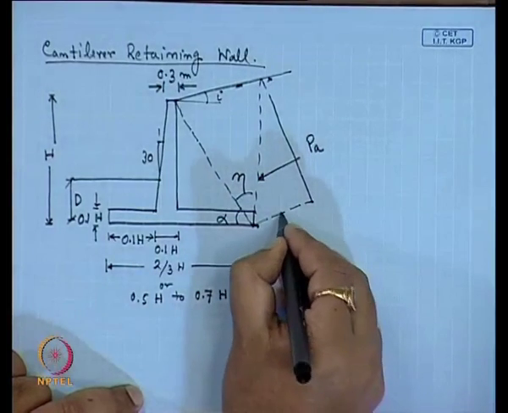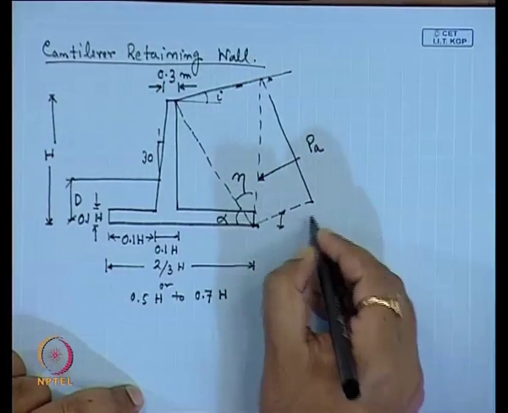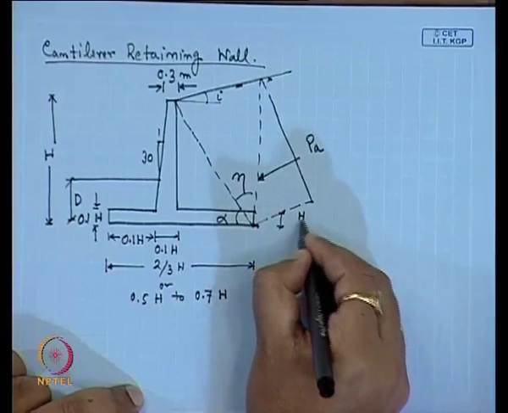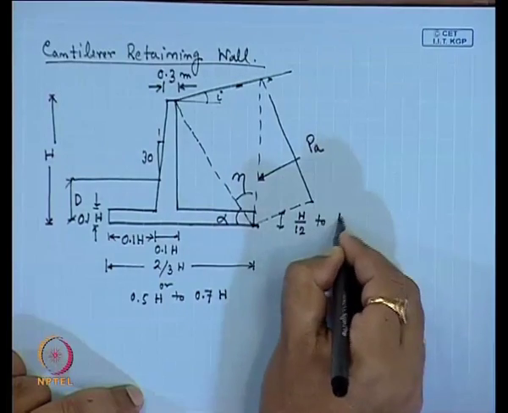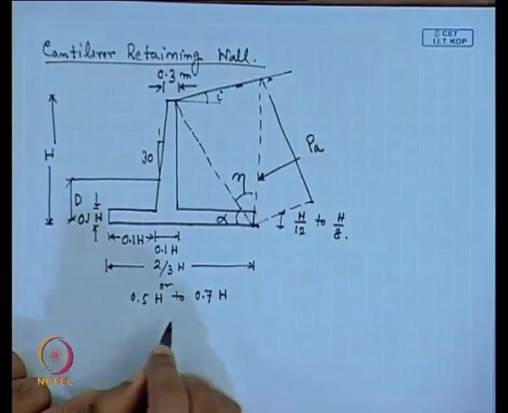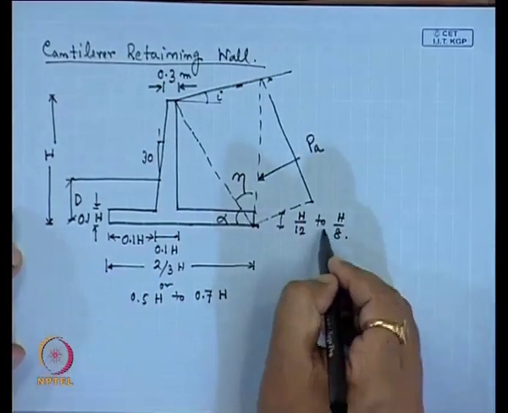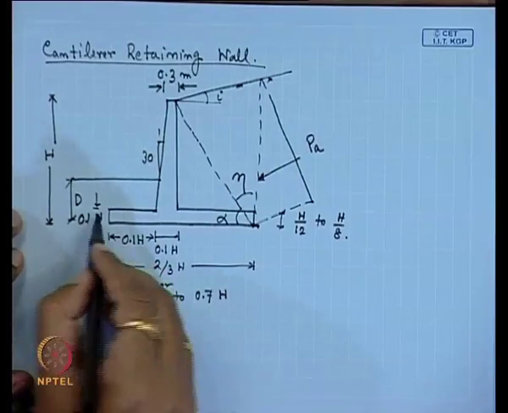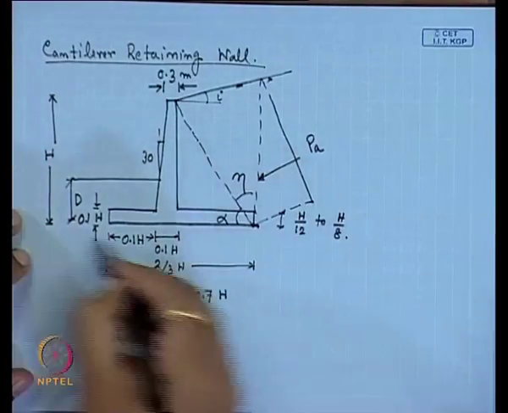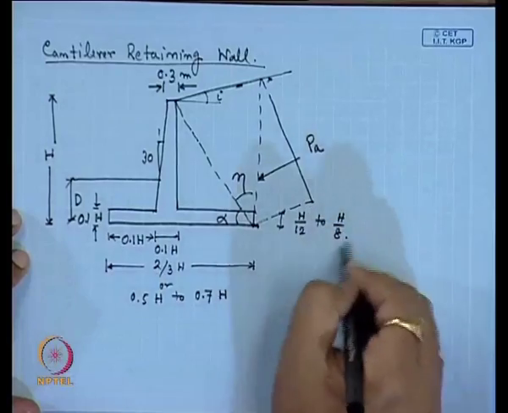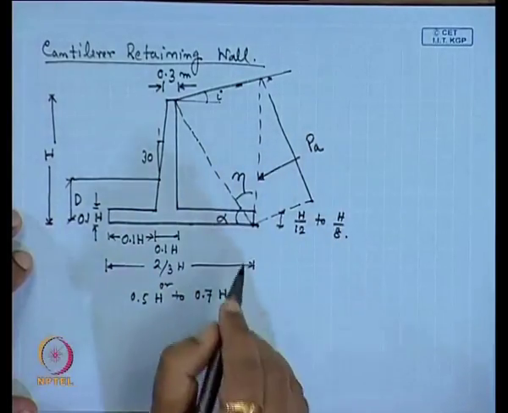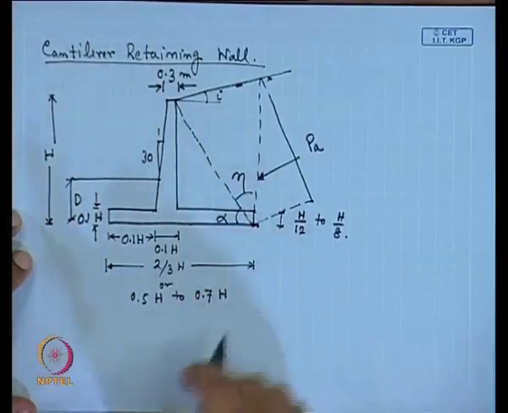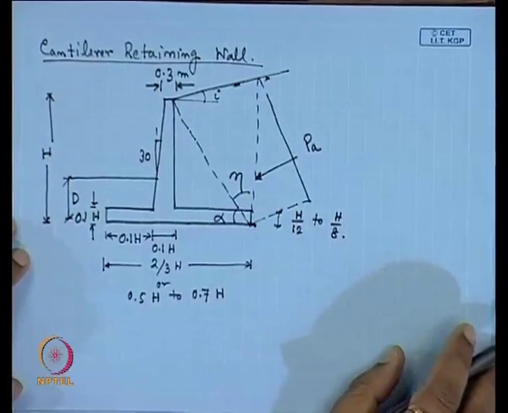Now, similarly, the thickness of this side is also taken at either 0.1 h, or h by 12 to h by 8. So that means it is in between, that is h by 10, and this is considered here. The average value of these two is 0.1 h, but this range is h by 12 to h by 8. So, these are the guidelines to choose the initial dimensions of this retaining wall.